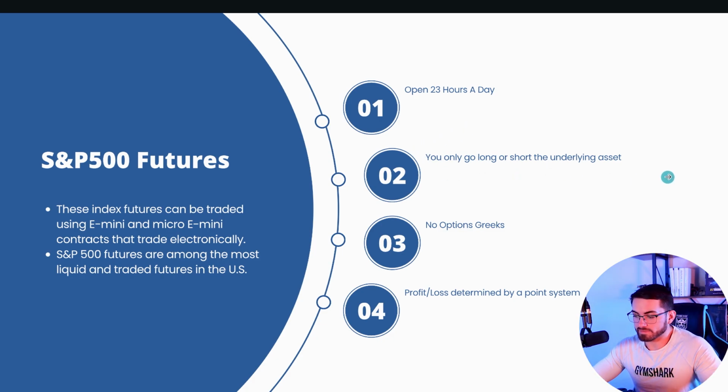Now, the other thing is with the S&P 500 futures, you can only go long or short the underlying asset. There's no option Greeks that you've got to worry about. The main issue you're going to have if you're trading SPY options or SPX options, especially 0DTE, is going to be theta running against you. However, with the futures, you don't have to worry about any of that. It's just moving based off of a point system. So if you're trading the E-mini S&P 500 futures, every single point is going to equate to $50. And if you're trading the micros, every point is going to equate to $5.